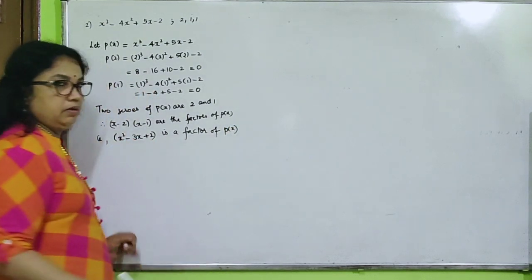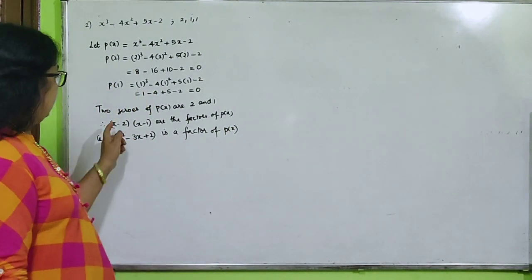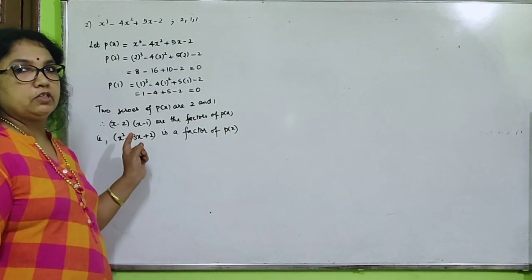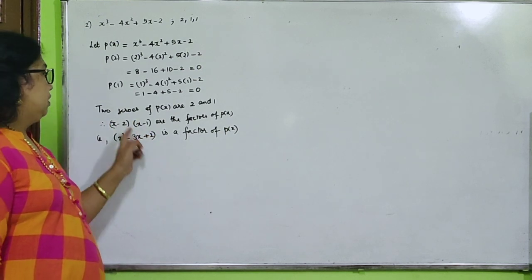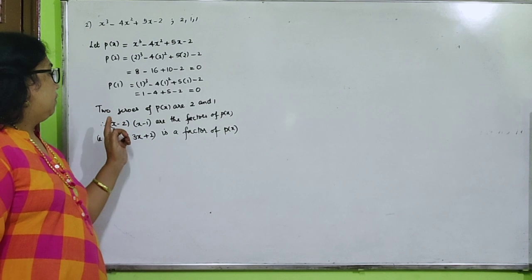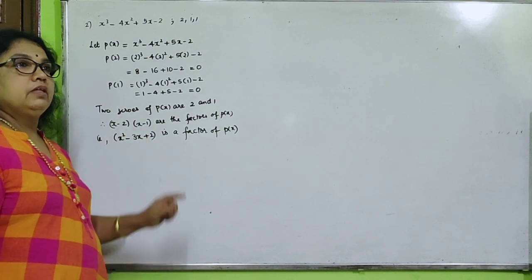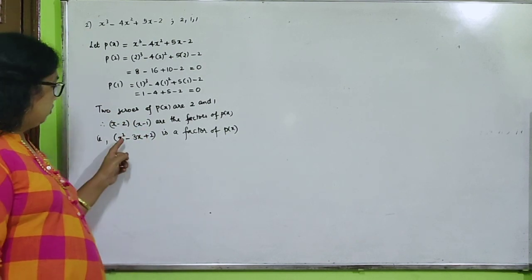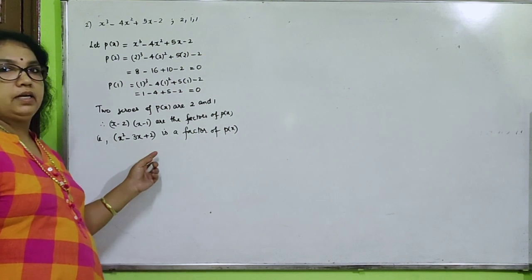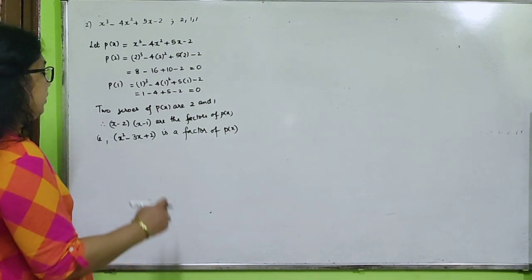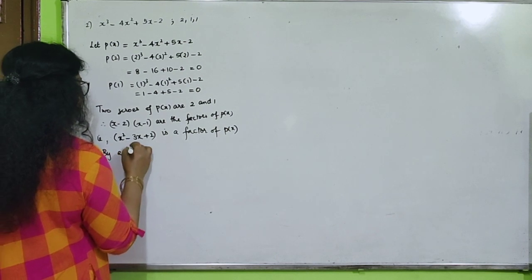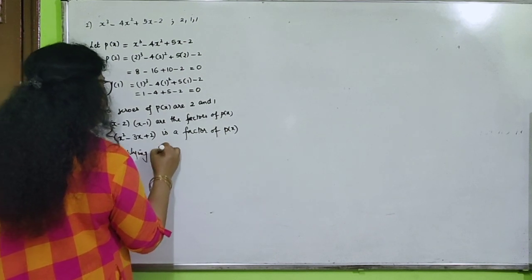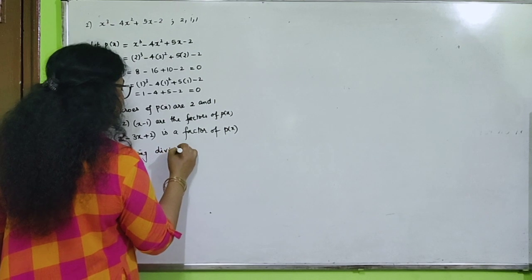Suppose you do not remember that formula, as usual how we do the product: x into x, x square, x into minus 1, minus x, minus 2 into x, minus 2x, minus 2 into minus 1, plus 2. Then simplify, and we also get x square minus 3x plus 2. Now applying the division algorithm.